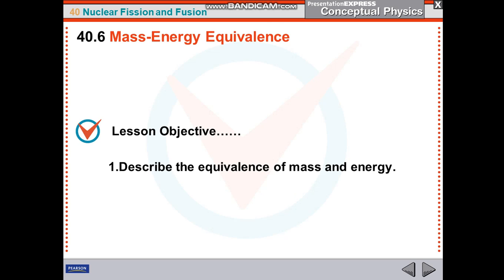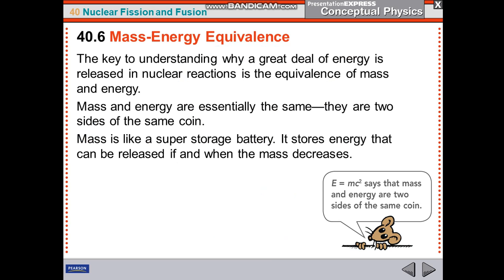At the end of the lesson, you will be able to describe the equivalence of mass and energy. The key to understanding why a great deal of energy is released in nuclear reactions is the equivalence of mass and energy. So mass and energy are essentially the same. They are two sides of the same coin.